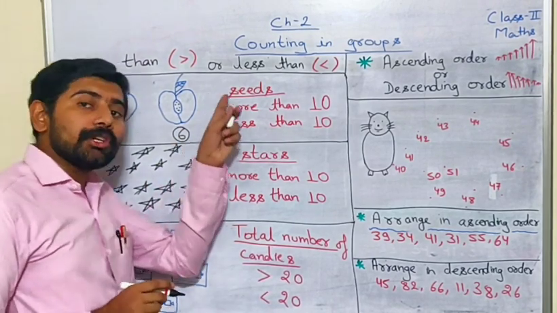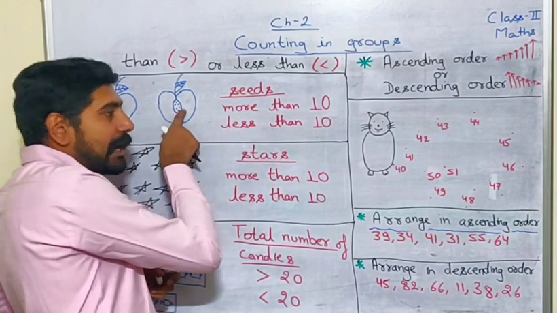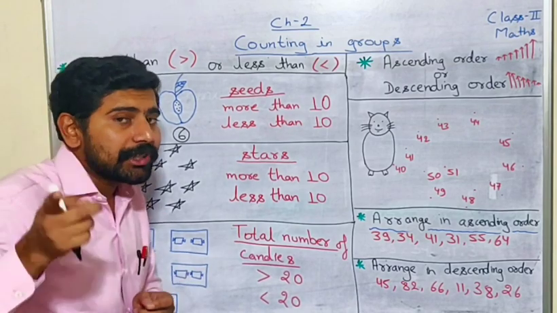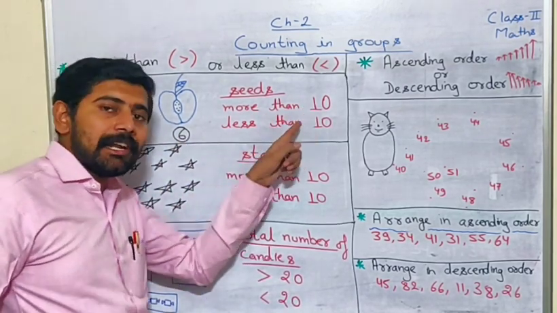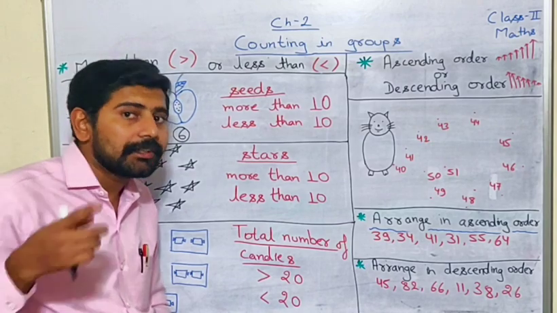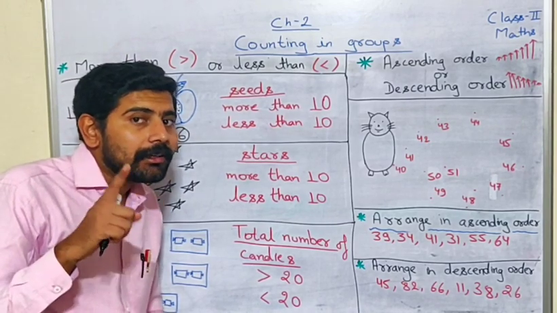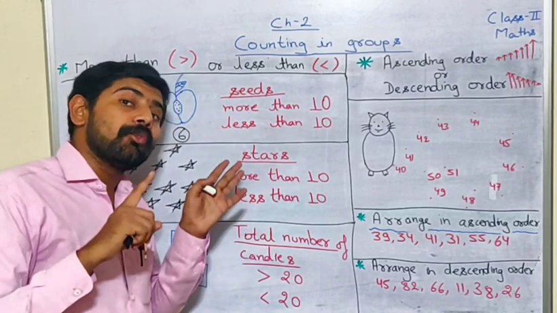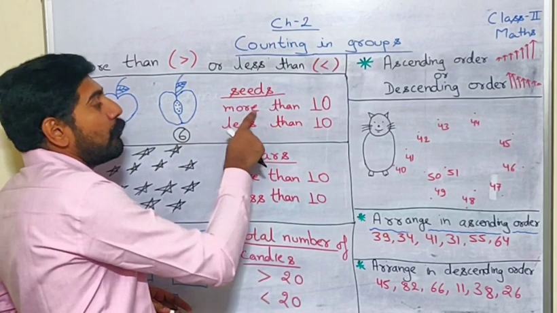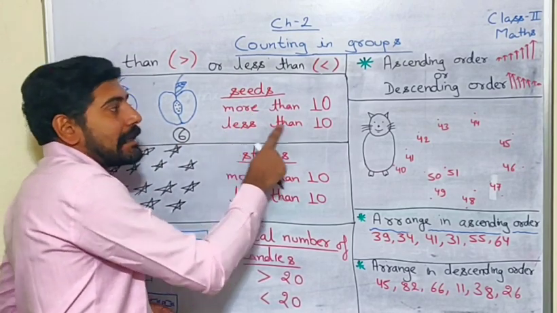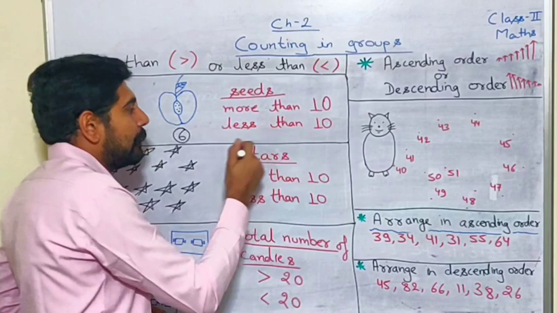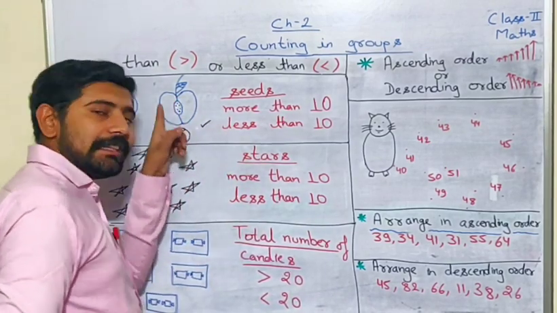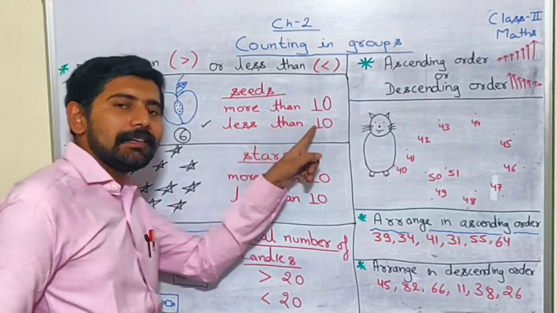Then the question asks whether the seeds in this apple are more than 10 or less than 10. Just think: is 6 less than 10, or is 6 more than 10? Think and tell me. Is 6 more than 10? No. 10 is more than 6. That's why what is correct? 6 is less than 10. Which option will we tick? We will tick that the seeds in this apple are less than 10.